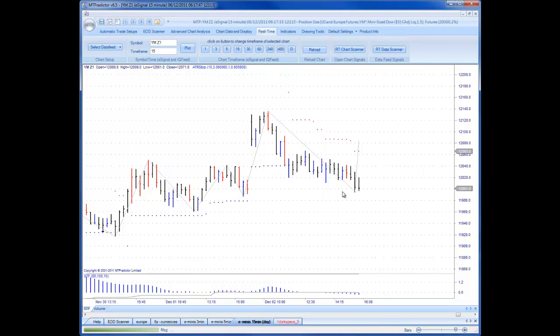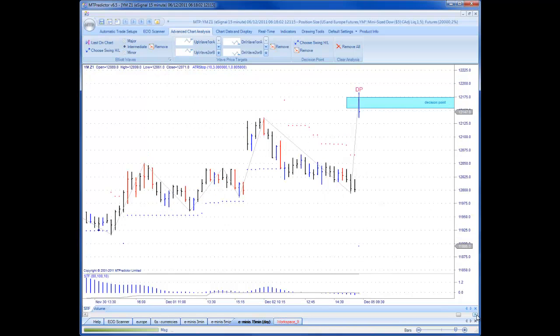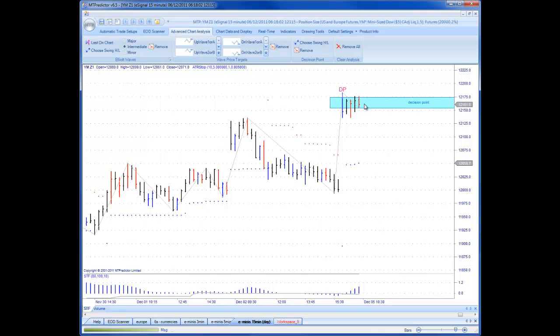So here's the 15-minute YM before the market opened yesterday. If we go to Advanced Chart Analysis, choose swing high or low, click on the prior pivot, which is here, you can see that we have our decision point target up here on the chart before the market even opened. Market comes up, opens up, and as you can see hits that decision point level, and in fact we actually get an automatic DP sell.